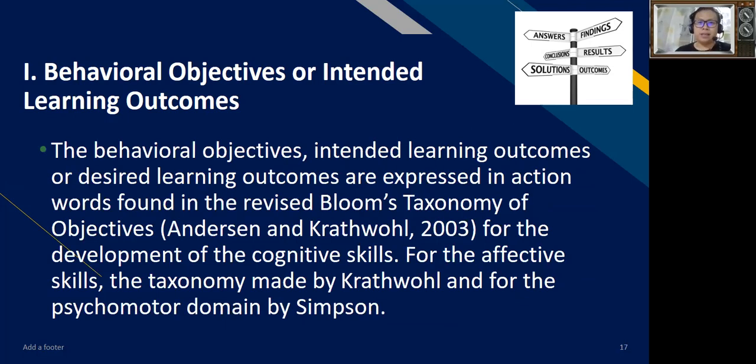The behavioral objectives, intended learning outcomes, or the DLO, or desired learning outcomes, are expressed in action words. And these words and these objectives should be observable. It must be seen. And it is found in the revised Bloom's Taxonomy of Objectives of Anderson and Krathwohl 2003 for the development of the cognitive skills. For the affective skills, it's the taxonomy of Krathwohl. And for the psychomotor, it is by Simpson.